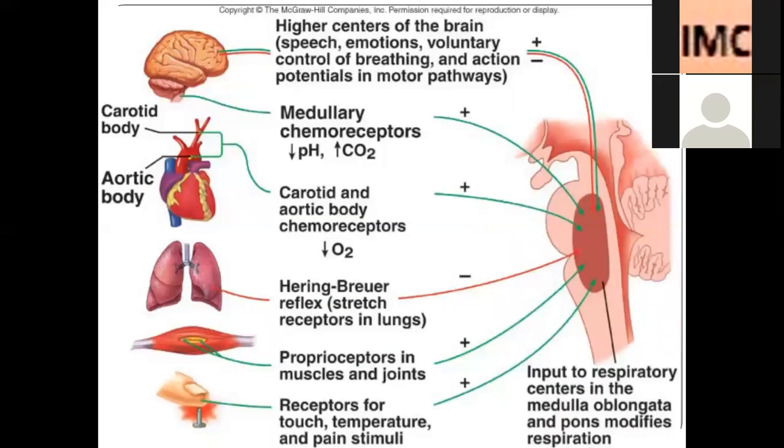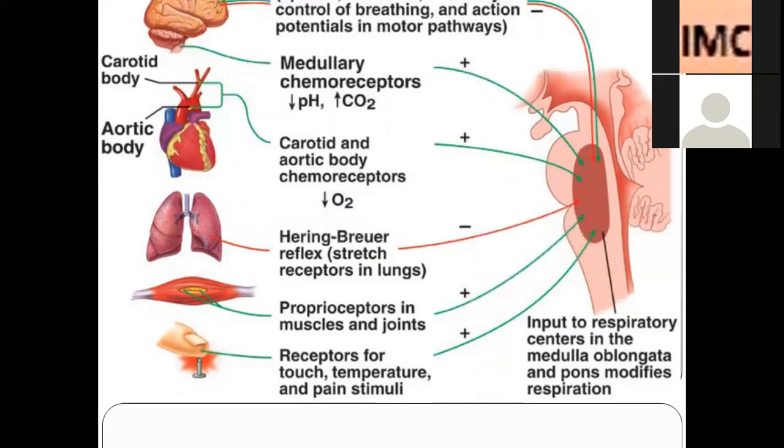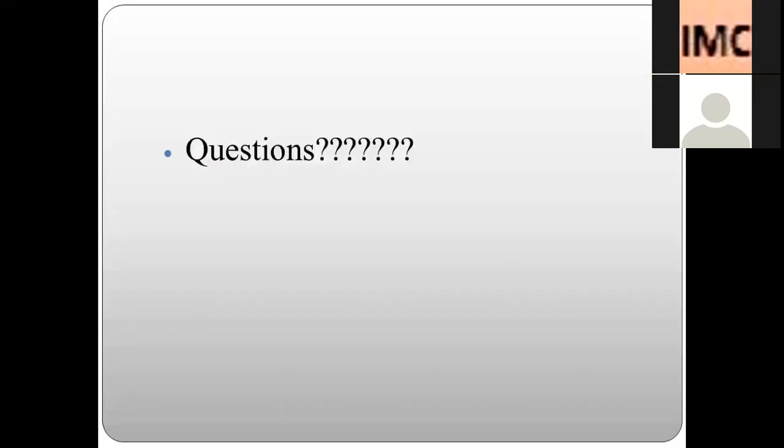So in summary, this picture shows the non-chemical and the chemical influences on the respiratory center. You have the list of all these factors which are affecting the respiratory system. I think that is all for today's session.